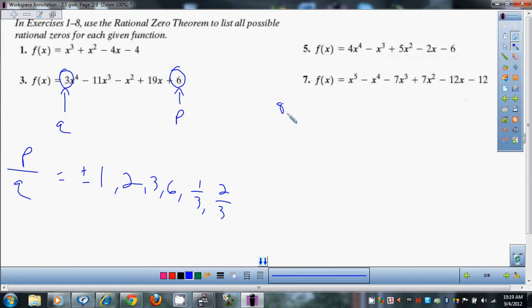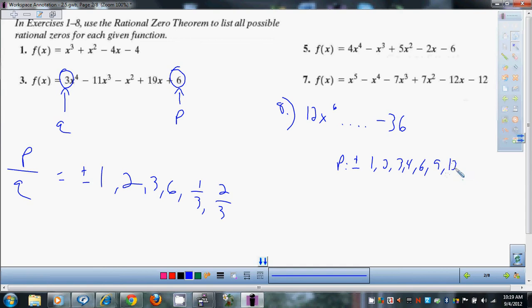Let's say you had one, I'm going to make up number 8. This isn't the real number 8, but let's say it was 12x to the 6. Who cares about what's in the middle, because all we care about is the last few terms, minus 36 or something. Now your p-values are going to be plus or minus 1, 2, 3, 4, 6, 9, 12, 18, and 36. Yeah, they can get a little lengthy. Your q-values will be plus or minus 1, 2, 3, 4, 6, and 12.